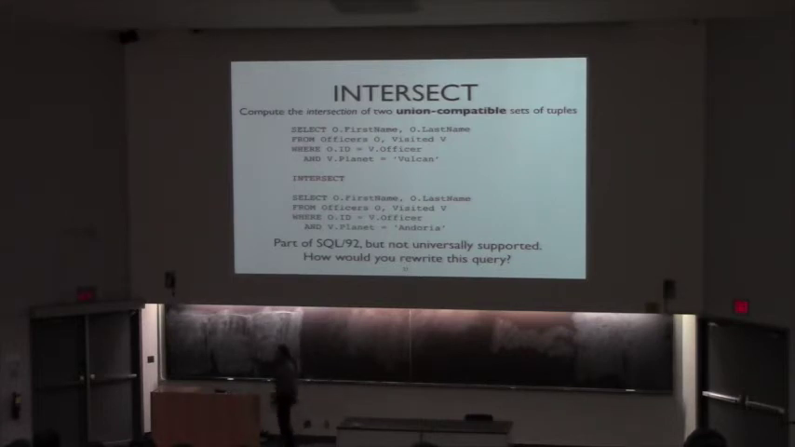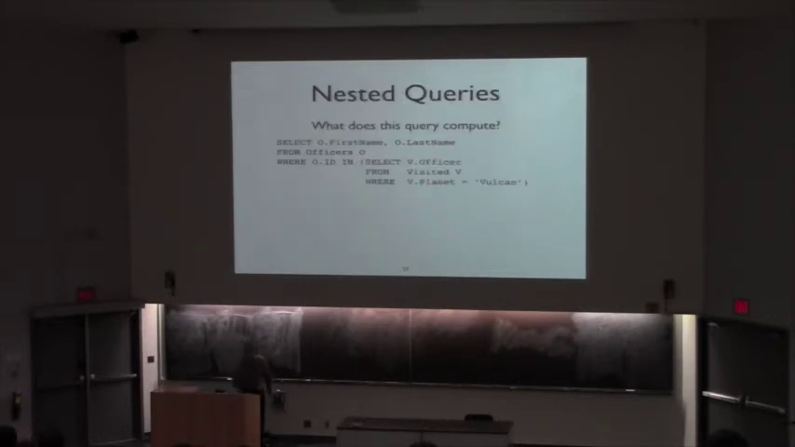Okay, so strategy one, you can use except. Strategy two, you can instantiate two copies of the visited table. You want one tuple where the officer is on Vulcan, and one where the officer is on Andoria, and then you can combine those two with a join. Good, so that's the second strategy. And the third one that was mentioned is in fact my next slide. There's a third strategy, which is to use a variant of this. There is another predicate called IN. And we'll note that every single select statement computes a bag of results, or a list of results.